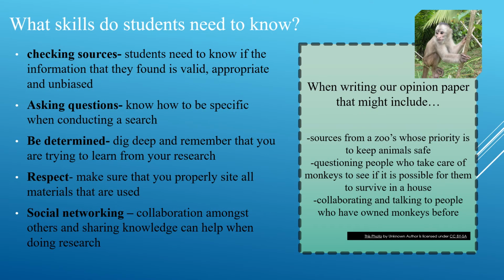When we let students conduct research online, we want to make sure that we give them the skills that they need in order to be successful. And that includes making sure that just because they read it online, they don't believe it. We want to make sure that they're checking sources and understanding where that information came from to avoid bias. We want to make sure that they know how to conduct a search and not just type in the word monkeys. We want them to be specific on, do they make good pets?